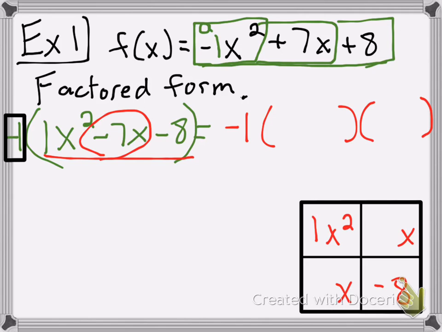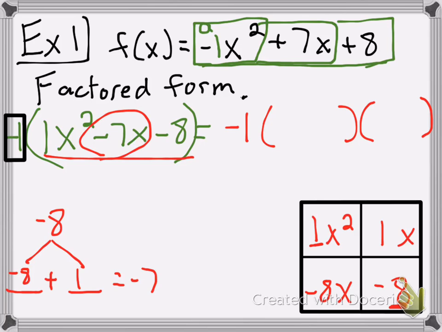Now, let's do what we do. Let's multiply. It looks familiar. 1 times -8 is -8. Now I need to find two numbers that add to give me that middle term, -7. But they still multiply to give me -8. Now -8 times 1 is -8. And when I add -8 and 1, it gives me -7. So I can put those two numbers anywhere I want. Okay, well that's what I did there.